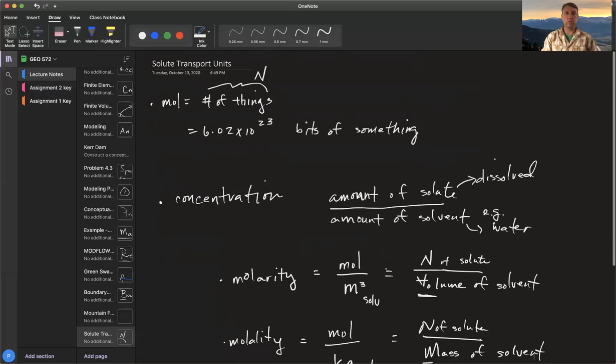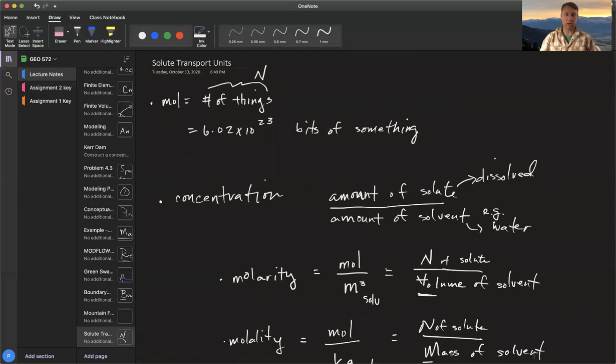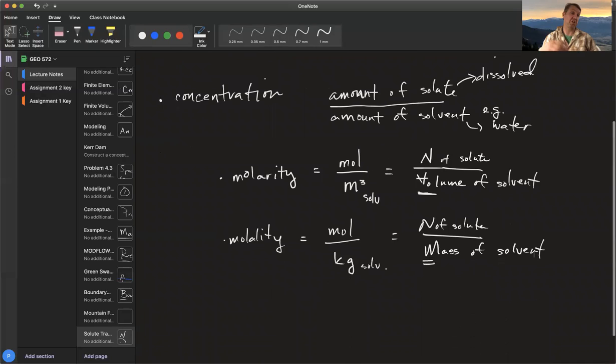Okay, so moles, number, concentration, basically just numbers per either volume or kilogram of solvent. It's very important to recognize the difference in those. That difference will become very important later on.